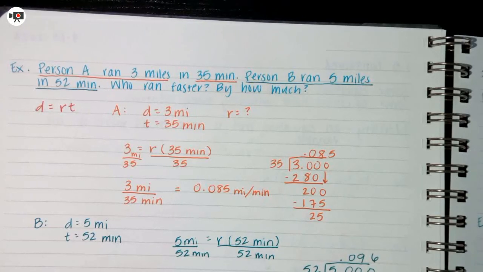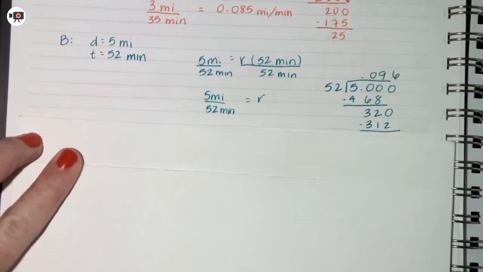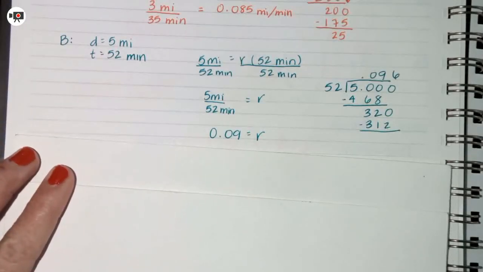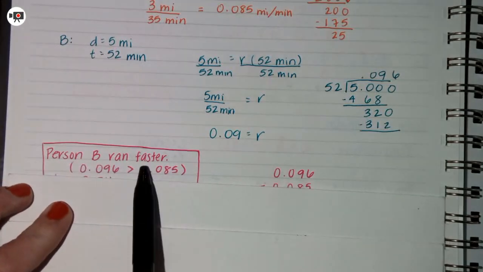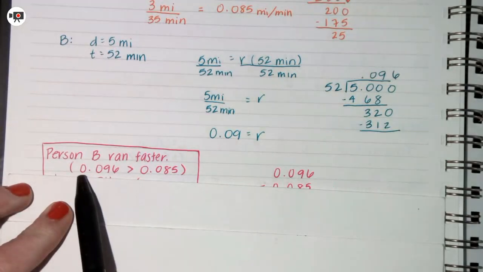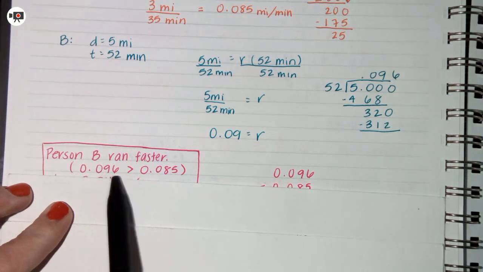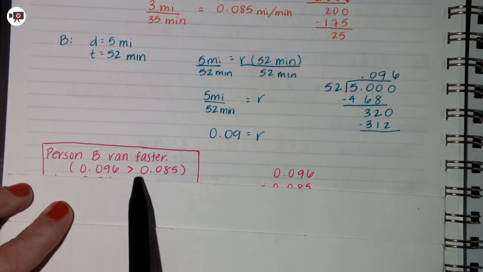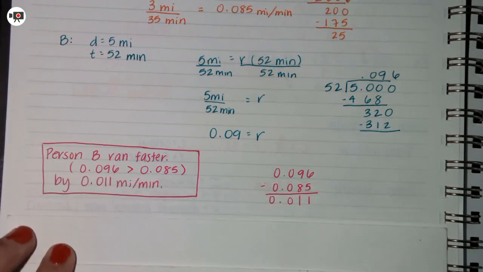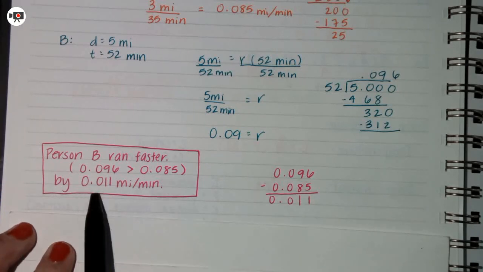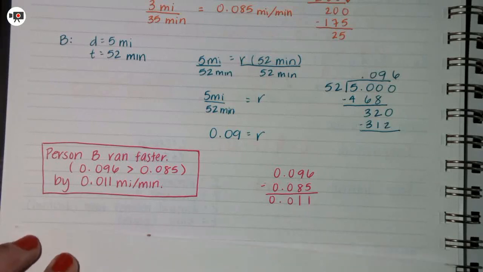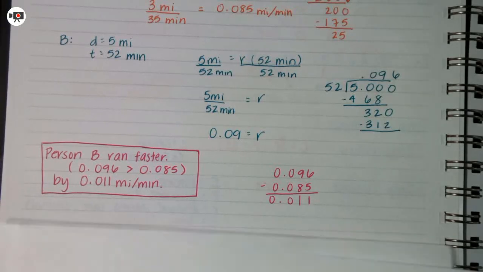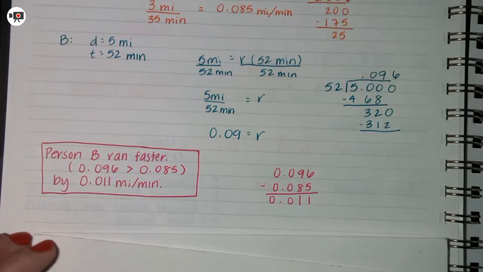For person B, I have 5 miles equals their rate times 52 minutes, and their rate is 5 over 52, which equals 0.096. Now, I know that person B ran faster because 0.096 is greater than 0.085. So they ran faster by 0.011 miles per minute. That is not much faster, but it is faster. If they were racing, person B would have won.